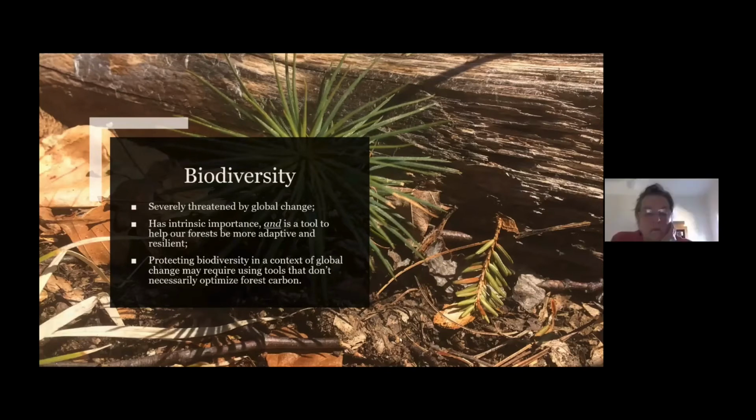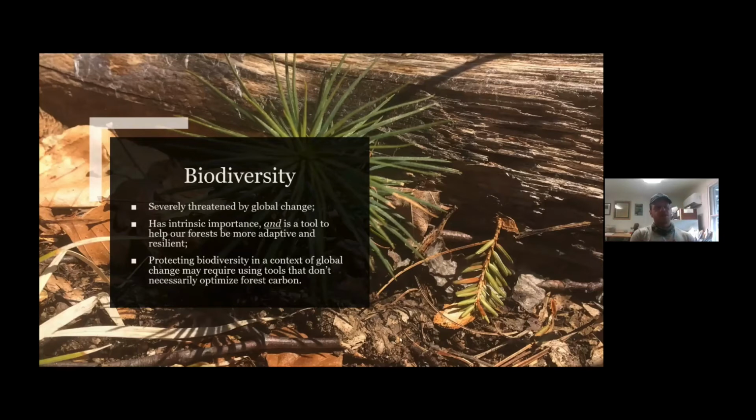More than 40% of our amphibians, a third of our reef-forming corals, a third of our marine mammals are threatened. We've lost, I think it's 680 vertebrate species in the last 300 years, and perhaps as many as 100,000 invertebrate species. We don't really know. So biodiversity is important because organisms have the right to exist. They have intrinsic importance, I would argue.